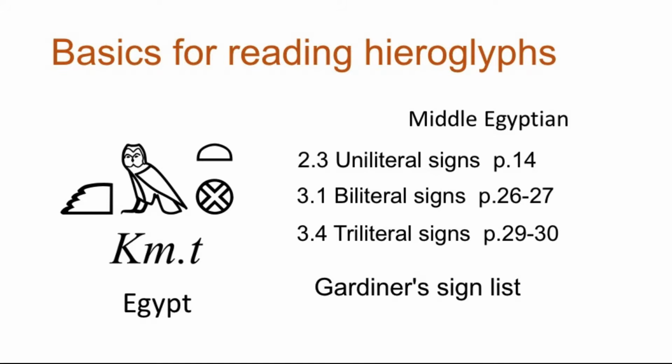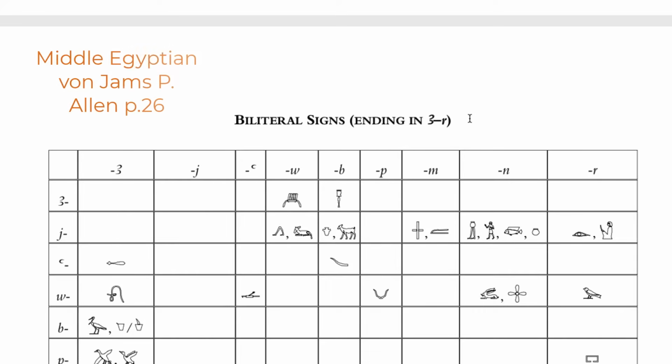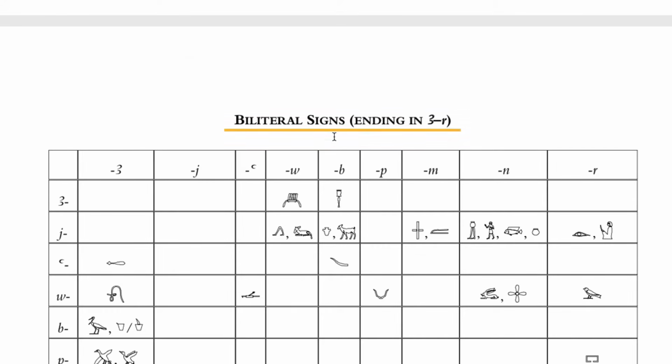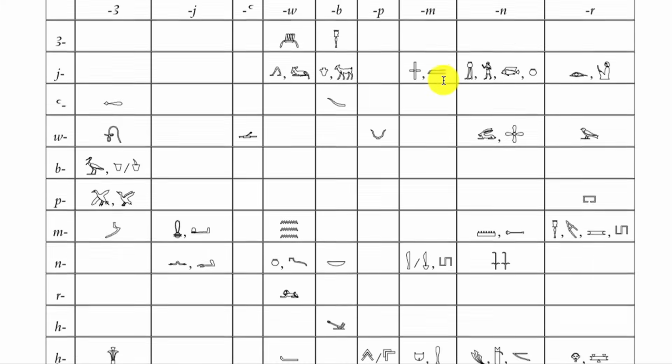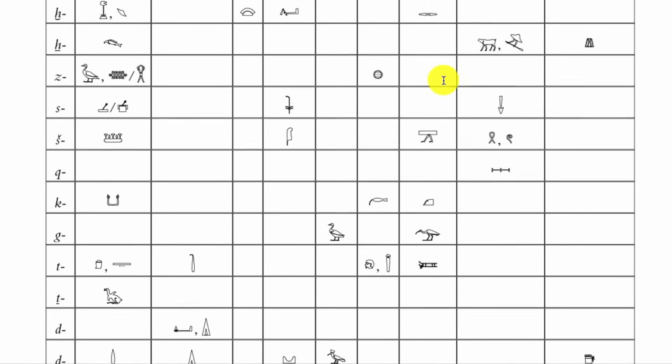These can be found in the book Middle Egyptian by James P. Allen as well as in the Gardiner-Liste. I'm here in the book Middle Egyptian by James P. Allen on page 26. Here you find the biliteral signs. Also, the crocodile tail is on this page.